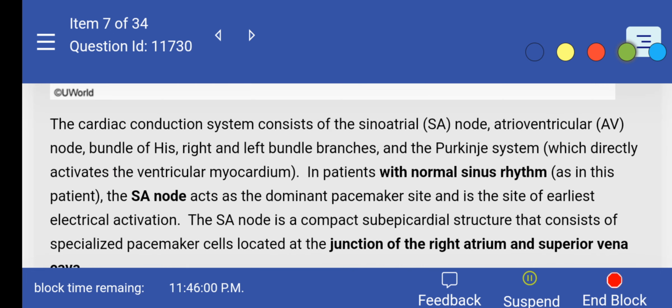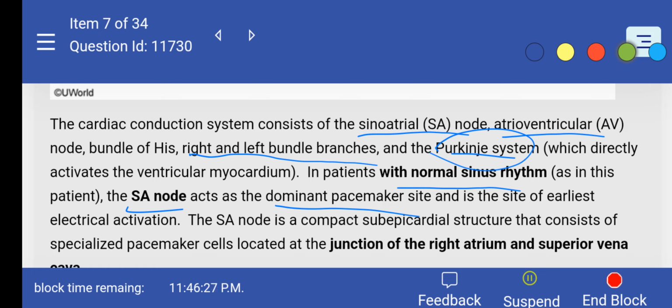The cardiac conduction system consists of the SA node, then the AV node, and the bundle of His, then the left and right bundle branches, and the Purkinje system, which directly activates the ventricular myocardium. They're talking about this, right? In patients with normal sinus rhythm, as in this patient, the SA node is the dominant pacemaker site and is the site of earliest electrical activation.